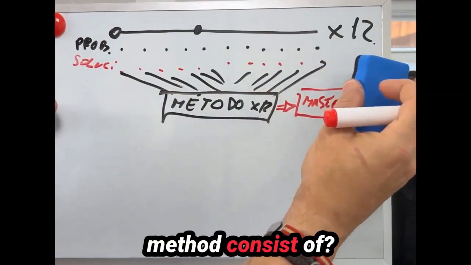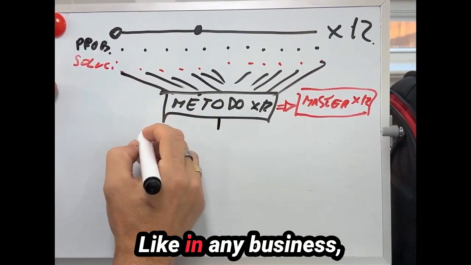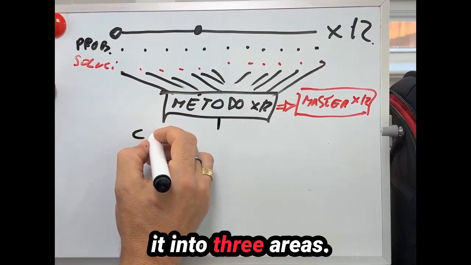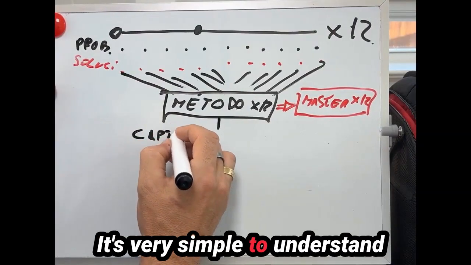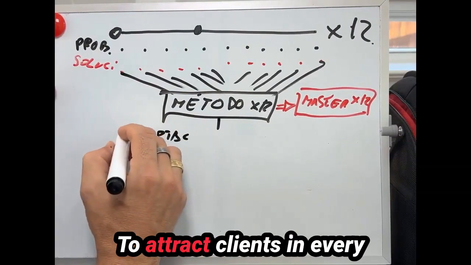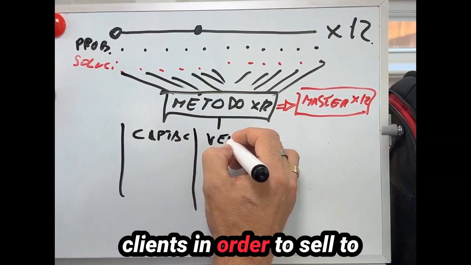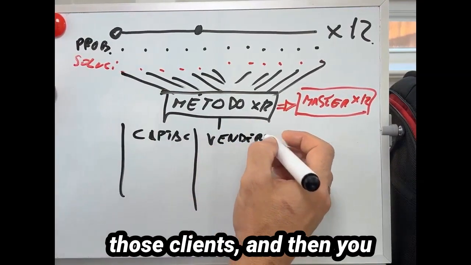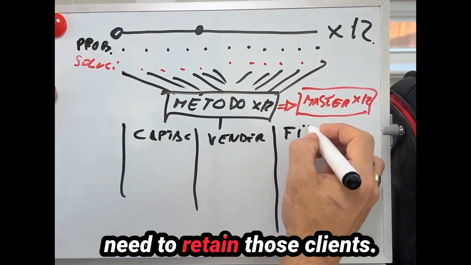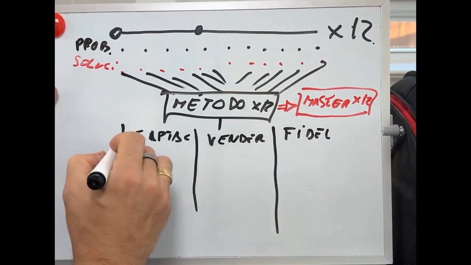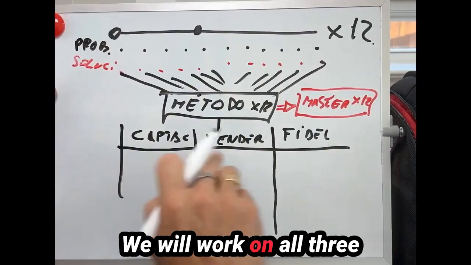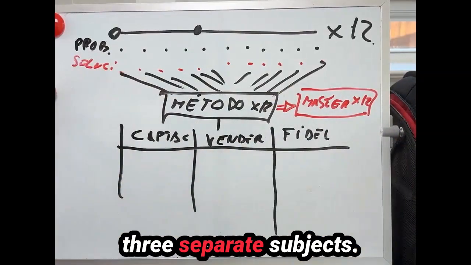What does the X method consist of? Like in any business, we're going to divide it into 3 areas. It's very simple to understand: the acquisition part to attract clients. In every business, you need to attract clients in order to sell to those clients. And then you need to retain those clients. We'll work on all 3 areas as if they were 3 separate subjects.